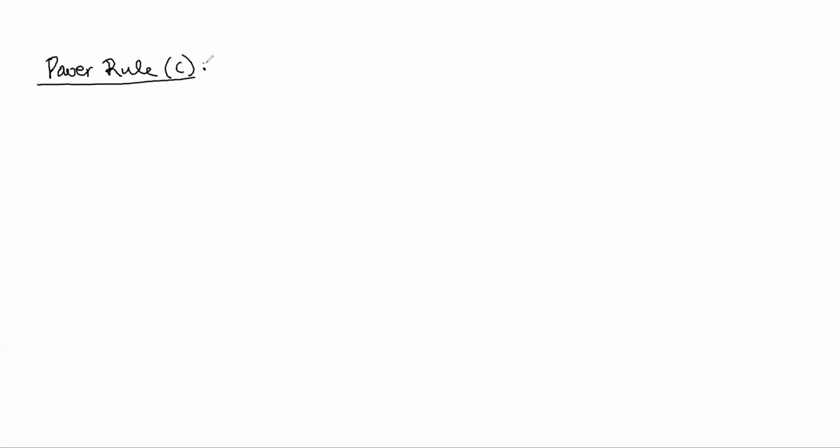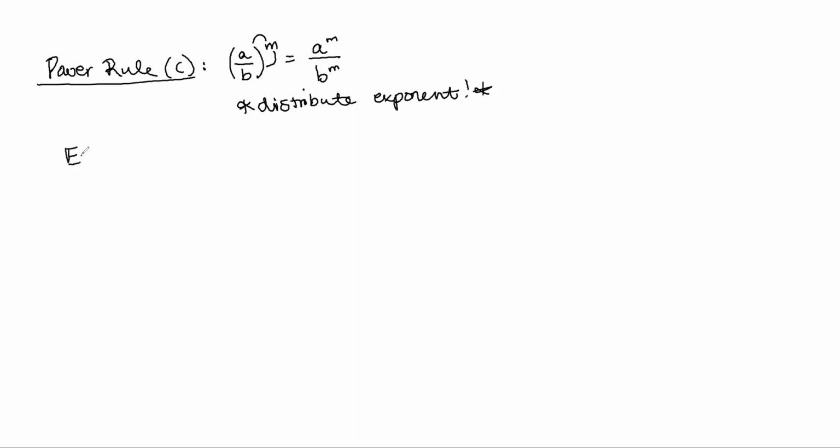And so power rule C, I'm not going to write out the explanation for this one, but it's the same thing as what we saw for the power rule B. If we have a quotient, so A over B, and we're raising that entire thing to the m power, we can go ahead and kind of distribute, and so we get A to the m over B to the m. So let's go ahead and look at some examples of this, and then we'll combine all of our rules together in a few examples.